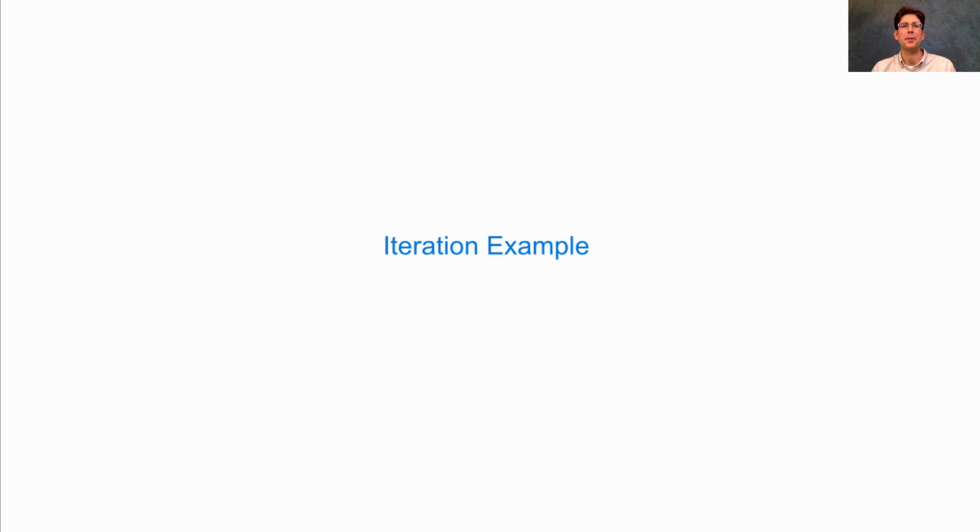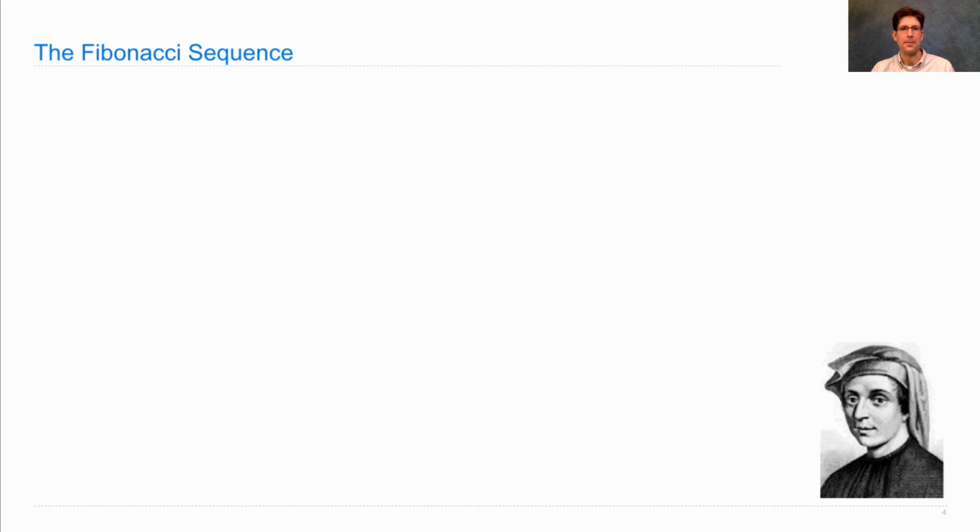Let's look at an example of using iteration to compute something interesting. We're going to compute elements of the Fibonacci sequence. Here's Fibonacci, a mathematician from long, long ago. And here's his sequence. Actually, this sequence was described long before Fibonacci found it, but he's the one who made it popular in the West.